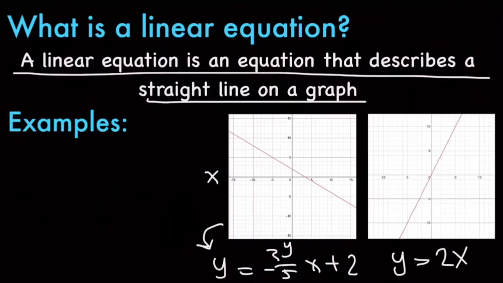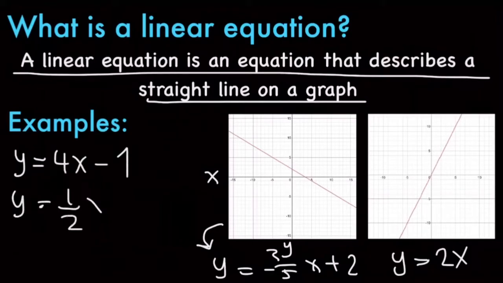We will explain how to read graphs later on in this video, but these are just examples of equations. Some more examples include y equals 4x minus 1, y equals 1 over 2x, and these all are examples of linear equations. As we can tell by all these examples, linear equations have one thing in common, which is that the degree can't be greater than 1.